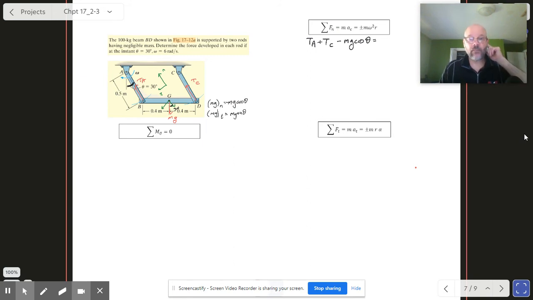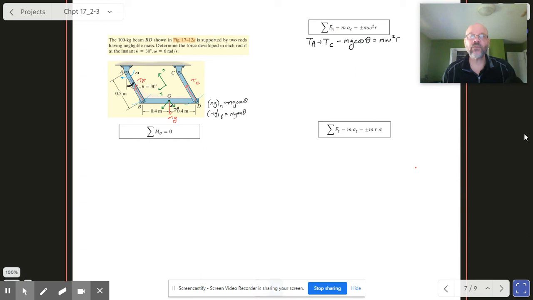Okay, now omega, this problem gives us, it says it's moving at 6 radians per second. Okay, and so we know what omega is. And the centripetal acceleration in this case matches how we've defined our normal component. And so we can just come in here and put m omega squared r. We don't have to fuss with trying to figure out if it's flipped or not. Okay. All right. So we got two unknowns in there, TA and TC.